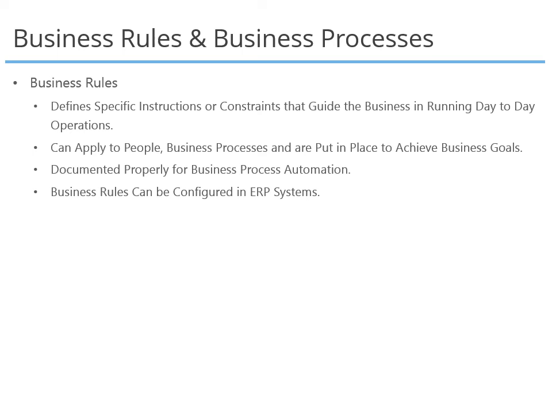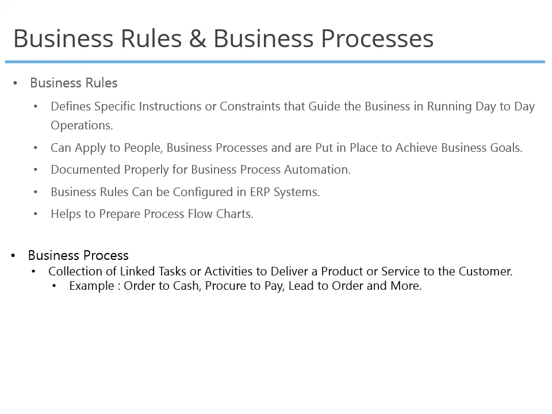Having seen what a business rule is, let us now look at what a business process is. A business process is a collection of linked tasks which find their end in the delivery of a service or product to the customer. It can also be a collection of business rules. A business process is also defined as a set of activities and tasks that once completed will accomplish an organizational business goal.